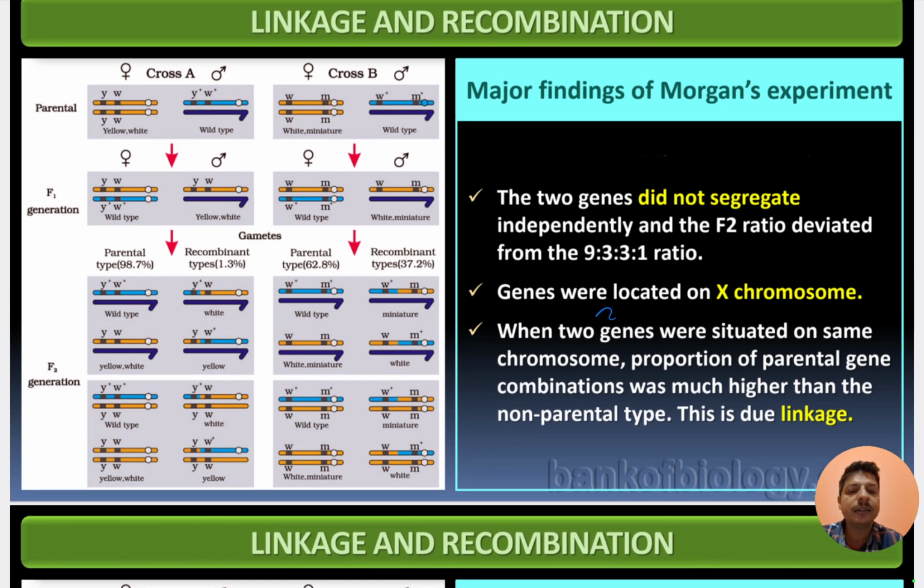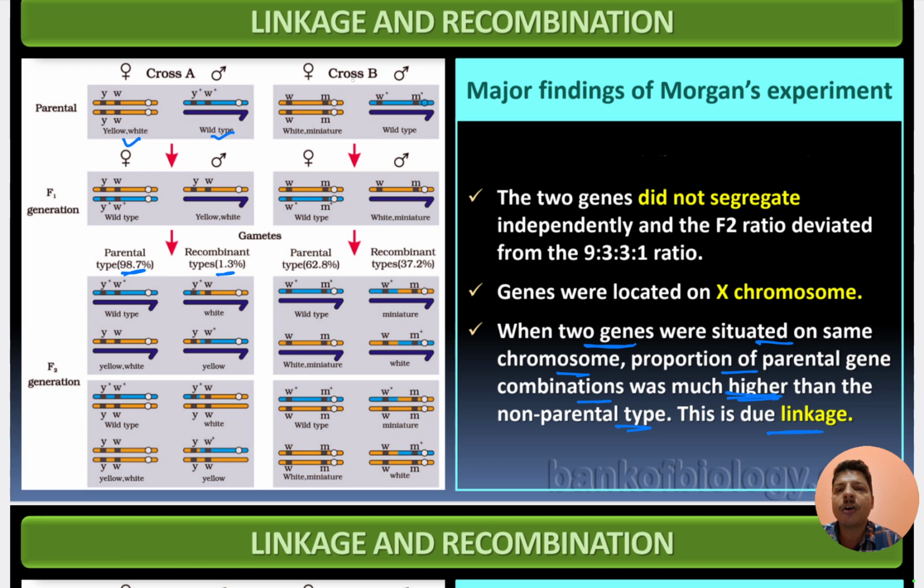What does the third point say? Important one. When two genes were situated on the same chromosome, the proportion of parental gene combination was much higher than the non-parental type. This is due to linkage. See the diagram? It is the NCERT one. First cross, yellow and white, wild type, and during the cross you can see in the F1 generation, gametes are parental character 98.7%, recombinant character 1.3% in the F2 generation.